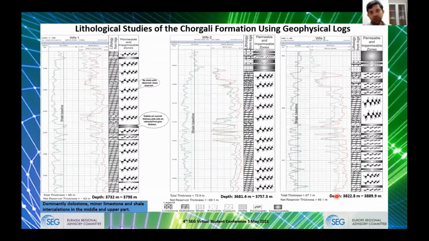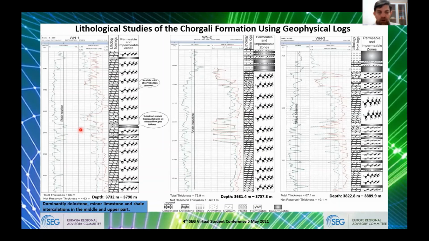Now, lithological studies of the Chorgali formation using geophysical logs. Three types of open hole logs have been used, dominantly the gamma ray log and the combination of neutron and density logs. 50 API is considered as the shale baseline, and anything above 50 API is considered as shale lithology, and anything below is considered as reservoir lithology, or at least non-shale lithology.